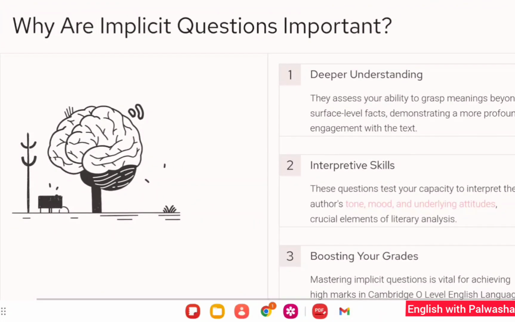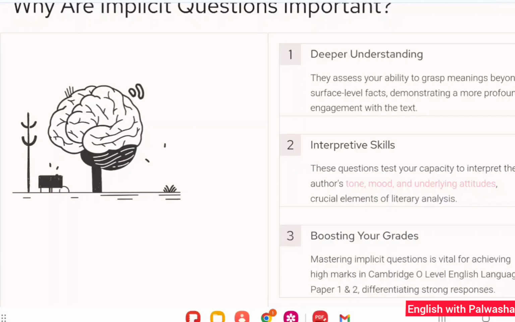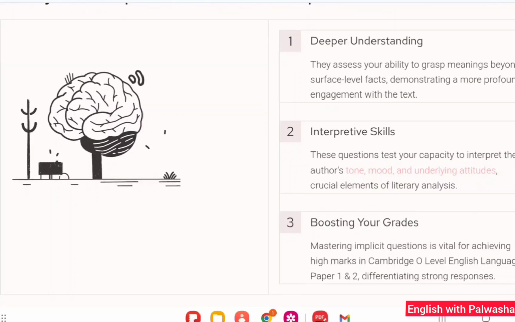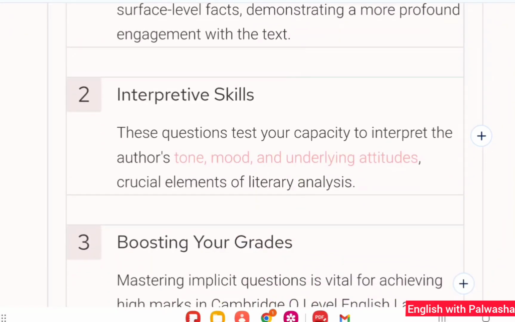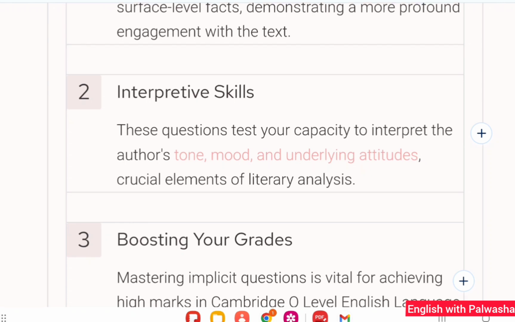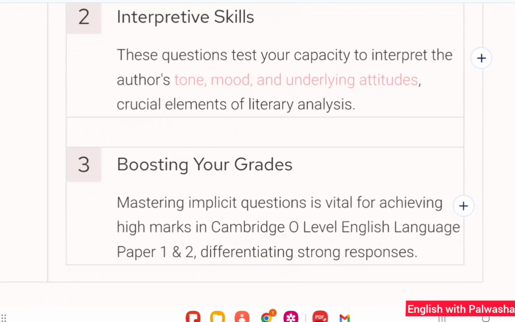Why are implicit questions important? Because they create deeper understanding. They assess your ability to grasp meanings beyond surface level facts, demonstrating a more profound engagement with the text. Then there are some interpretive skills. These questions test your capacity to interpret the author's tone, the author's mood, and underlying attitudes. What is underlying, what the author wants to say in depth. The crucial elements of literary analysis will be highlighted in these questions. So please, my dear students, work on your implicit questions, and I'm going to share a lot of examples with you today.